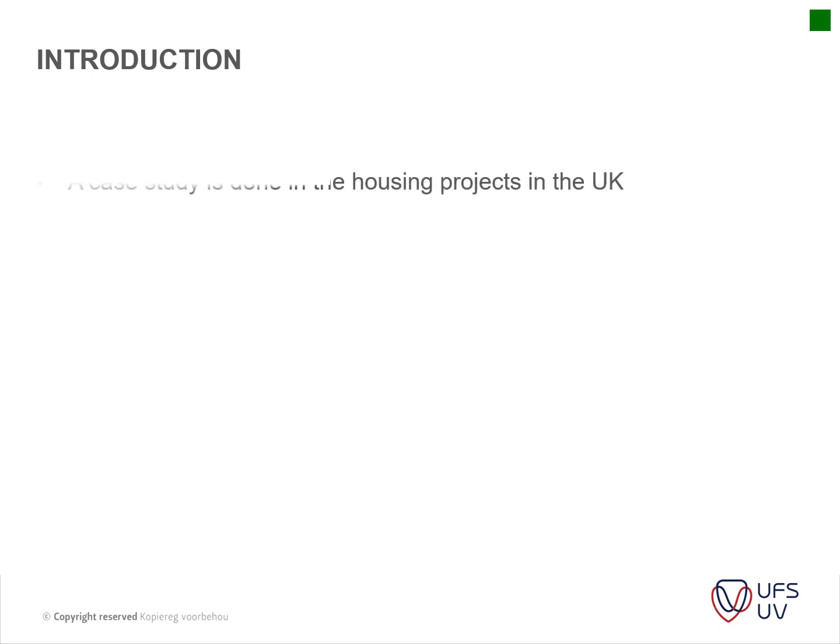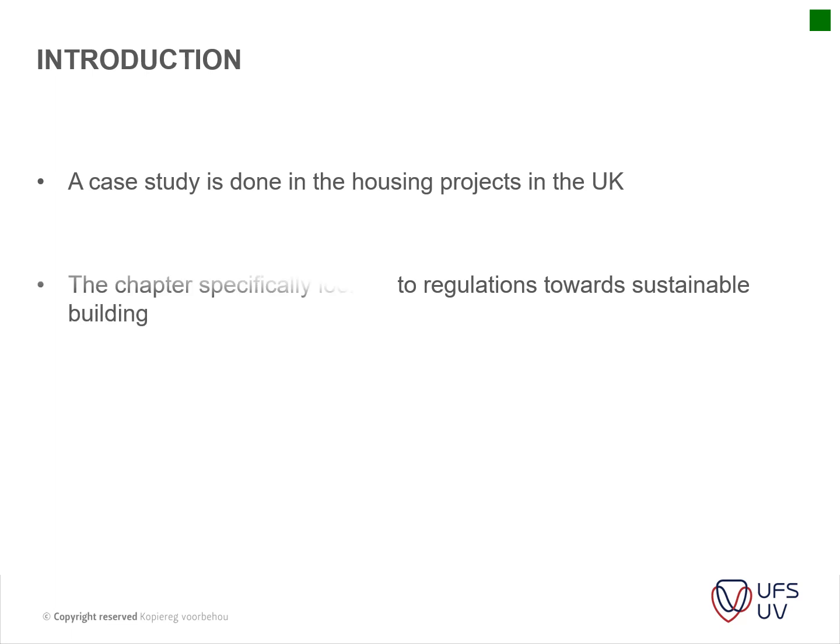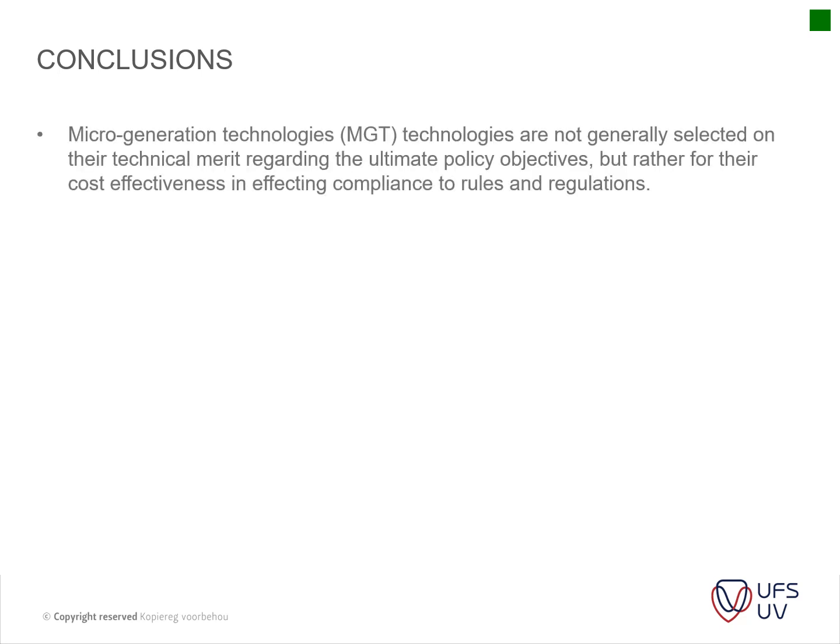Okay, so this chapter is all about a case study that was done in the UK, and it specifically looks at the regulation towards sustainable buildings. Regulations were imposed in the UK to make buildings more sustainable. Then what they did was retrofit houses with new micro technologies like solar geysers and heat pumps. What they basically concluded is that these technologies are not generally selected on their technical merit regarding the ultimate policy objectives, but rather for their cost effectiveness in effecting compliance. Okay, this is the key role. This is what you need to take note of: rules and regulations.